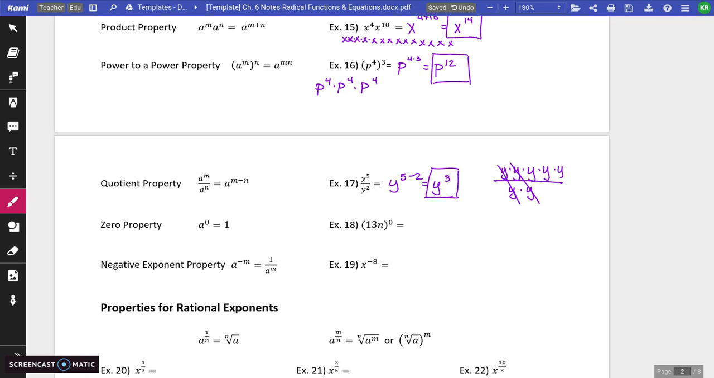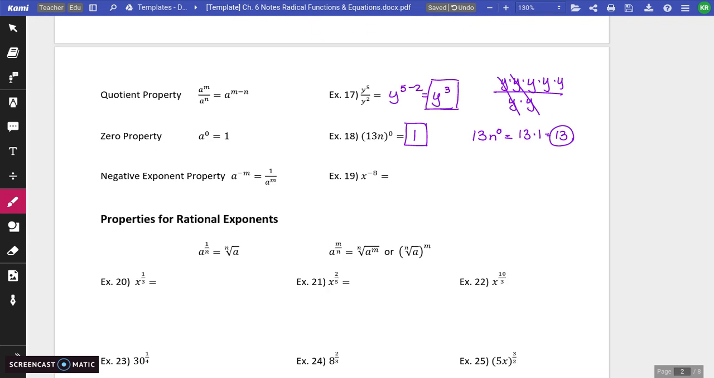Okay, the zero property: anything to the 0 power is 1. So for example here, 13n, the whole thing to the 0 power, that's just 1. That is not the same thing as saying 13 times n to the 0. If it was written like this and you don't have those parentheses that group that whole term together, then the only thing being taken to the 0 power is the n. So n to the 0 equals 1, and that would be 13. So pay attention to where your parentheses are.